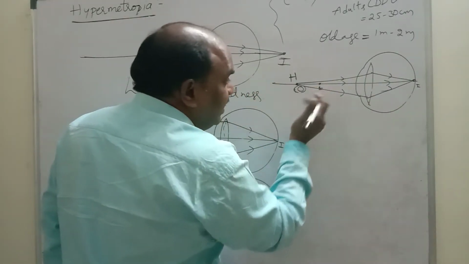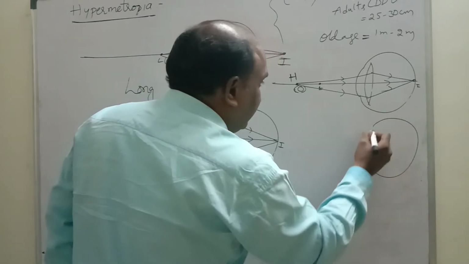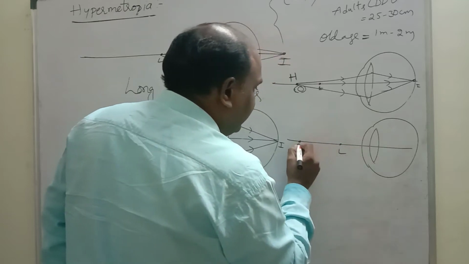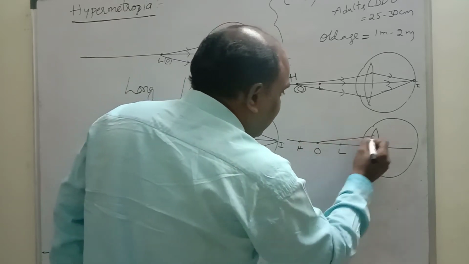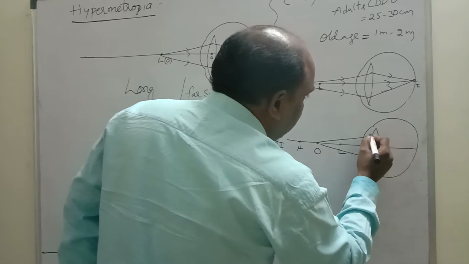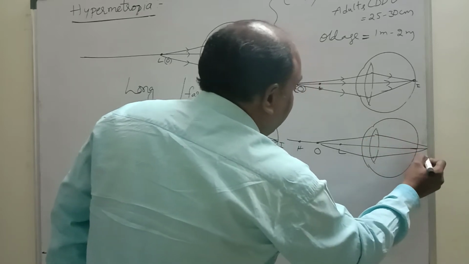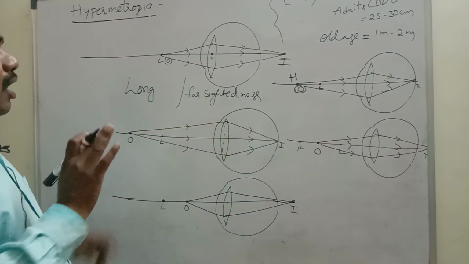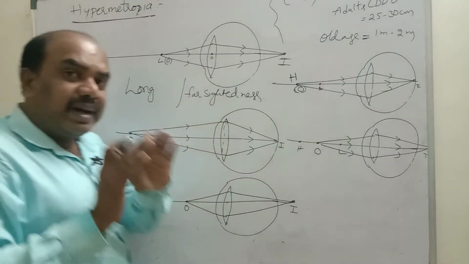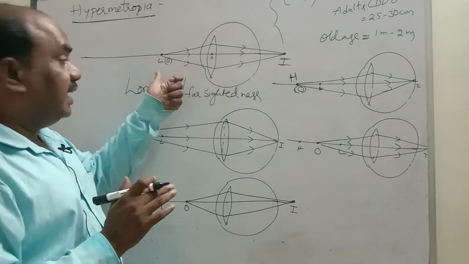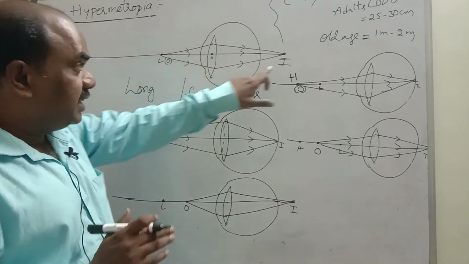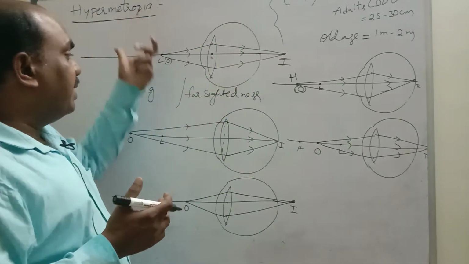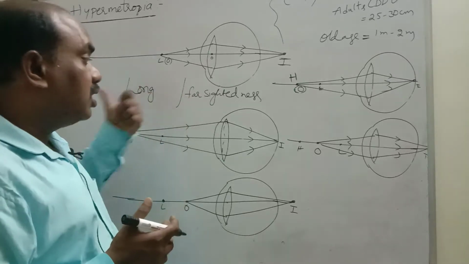But suppose the object is in between H and L, what will happen? See here, this is L, this is H. If the object is in between H and L, the image forms behind the retina of the eye, so he cannot see clearly. This is the problem. Once again, hypermetropia means the person cannot see nearer objects clearly but can see farther objects. He cannot see nearer objects clearly because the image forms beyond the retina. So hypermetropia is also called far-sightedness or long-sightedness.